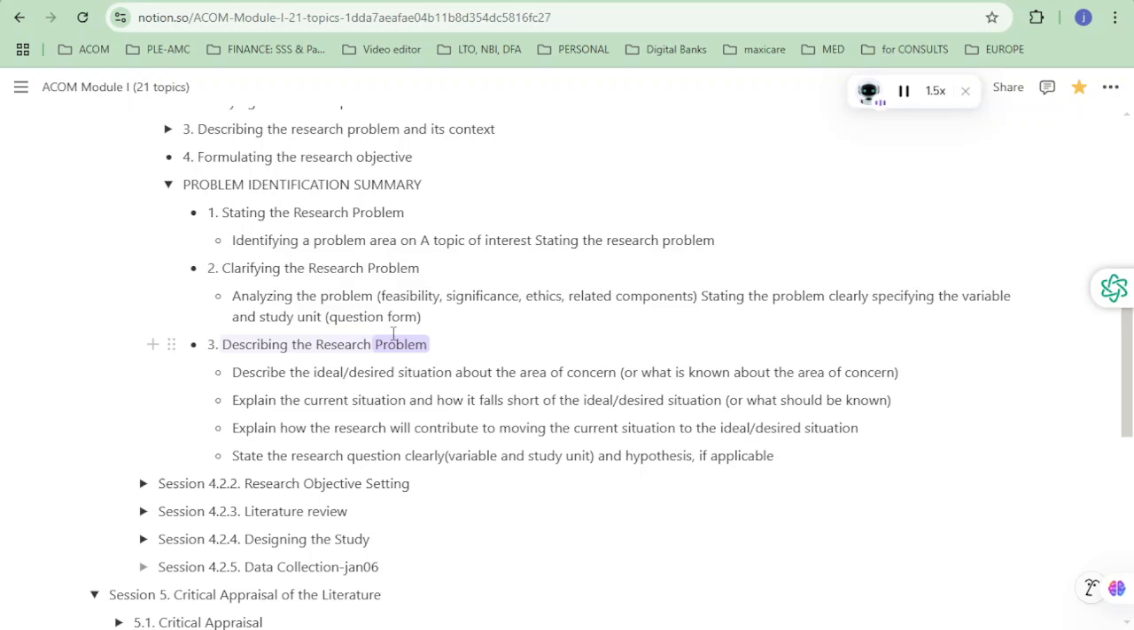Describing the research problem. Describe the ideal/desired situation about the area of concern, or what is known about the area of concern. Explain the current situation and how it falls short of the ideal/desired situation, or what should be known. Explain how the research will contribute to moving the current situation to the ideal/desired situation. State the research question clearly, variable and study unit, and hypothesis, if applicable.